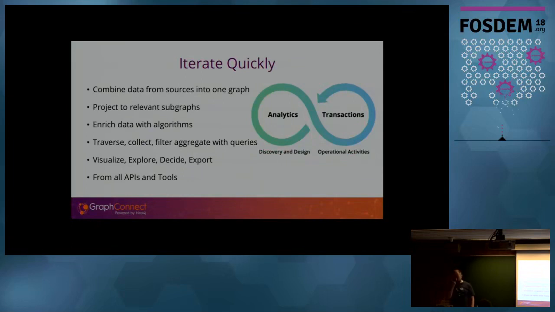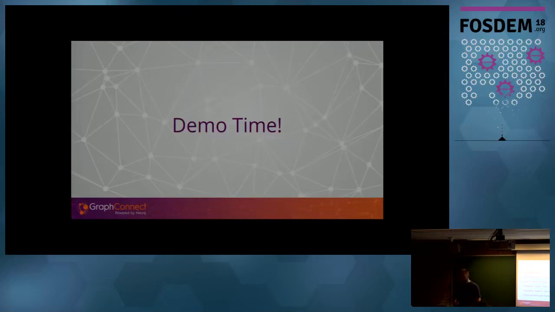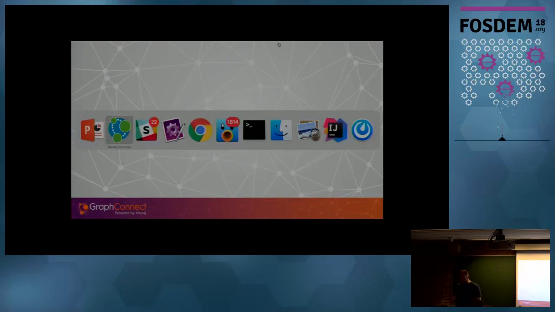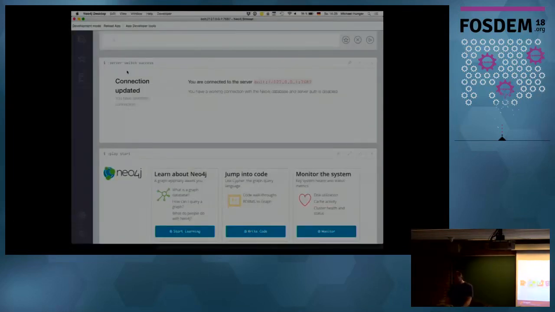What allows us to have these algorithms available is that, as I said before, we can combine lots of different data sources into one graph, run our compute, project the existing graph to certain subgraphs, and enrich the data that we get with additional algorithms. And then we can use this to run queries on top. Okay, cool. Demo time. Let's see.